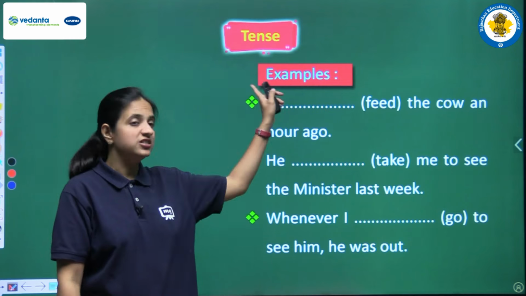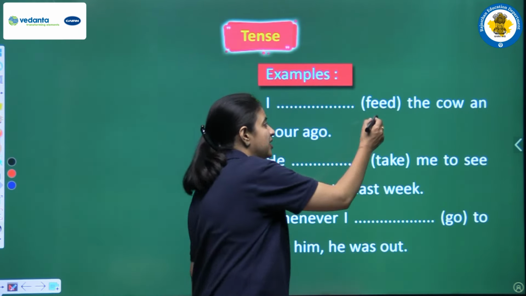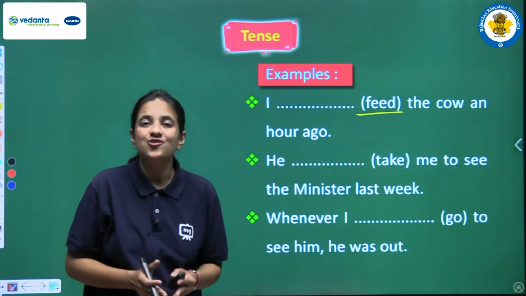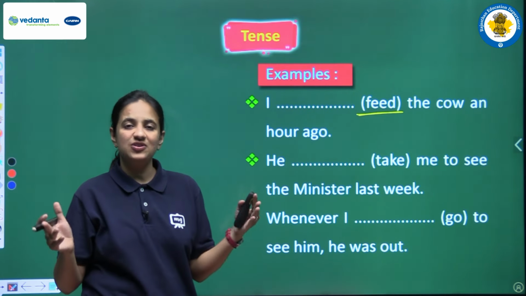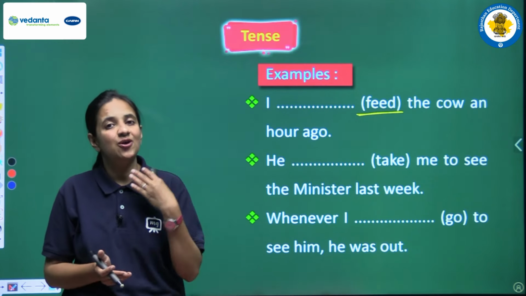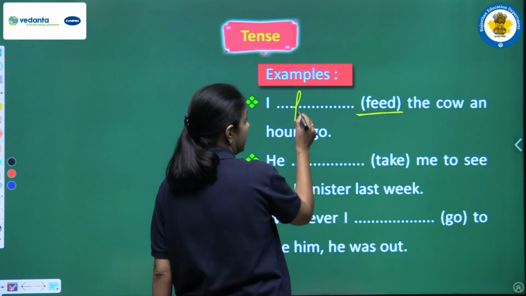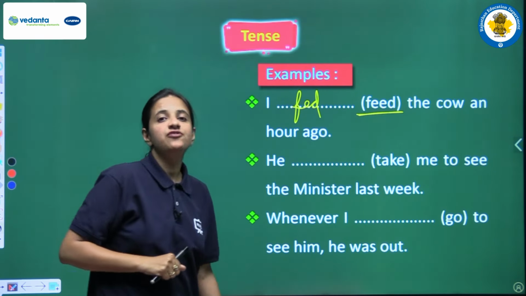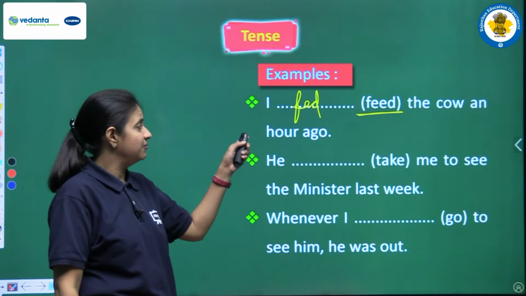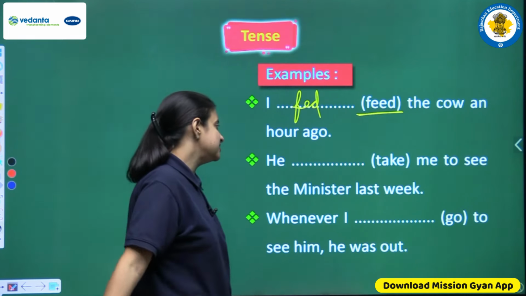So yes, we want to use did here, and we have to write the second form of the main verb, and our main verb is feed. So again the same thing is here. We have to learn what the second form of feed is, because yes, we are aware of the rule that we have to write the second form, but at the same time you have to be aware of what the second form of feed is. So the second form of feed is fed, F-E-D. So we will write fed here and we won't write did because did will be hidden. So our answer will be, I fed the cow an hour ago. Clear? Let's see the second one.